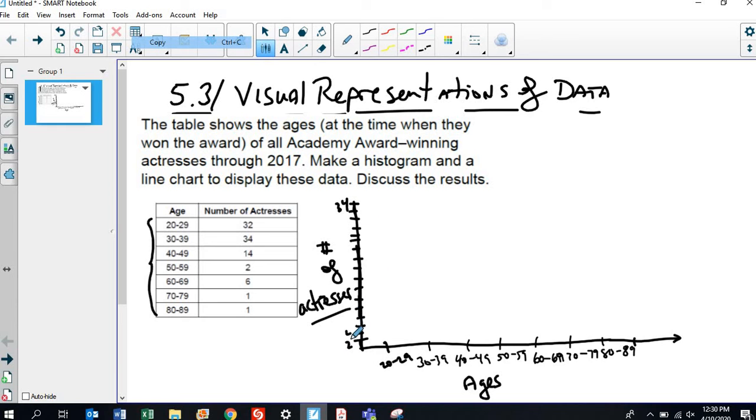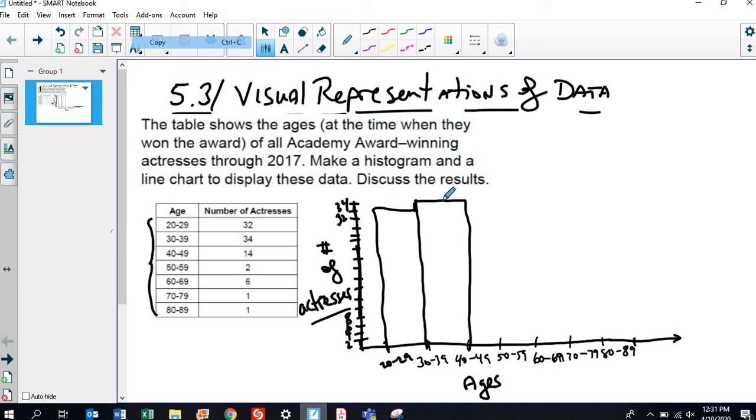This is 2, 4, 6, 8. Hopefully you guys would label them perfectly, but I'm running out of stuff here, so I'm not going to bother to do that. So 32 actresses for 20. So I go all the way up to 32, draw over. I would draw these a little bit straighter lines, a little bit better, because I have this stupid pad. It's a little bit hard to do. I'd use a ruler probably to a straight edge of some sort. I'm not going to grade you on how straight your lines are, but trying to get them straight is nice.